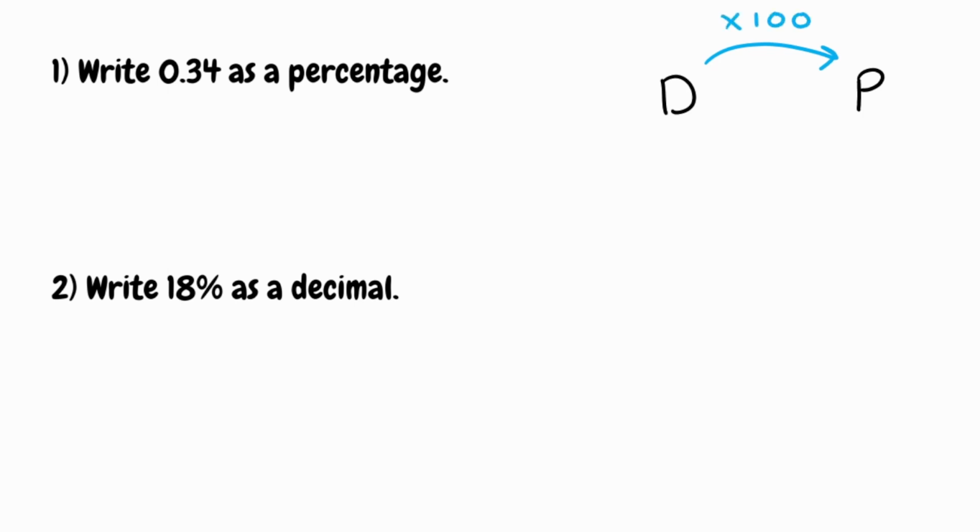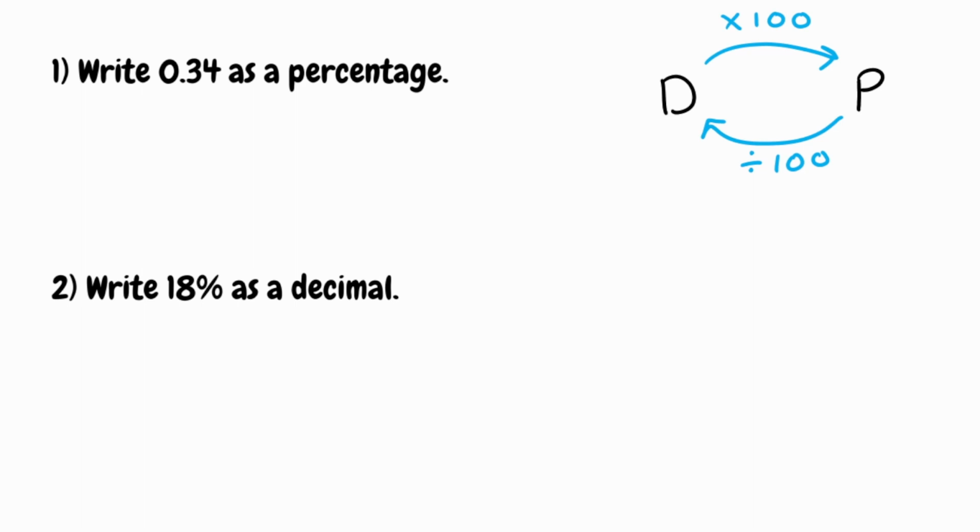So if to get from a decimal to a percentage, we have to multiply by 100, then to get from a percentage back to a decimal, all we have to do is the opposite. So from a percentage back to a decimal, we're simply going to divide by 100. And that's the simple rule that we're going to use today to solve these questions.